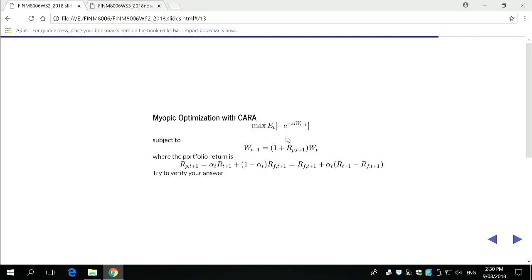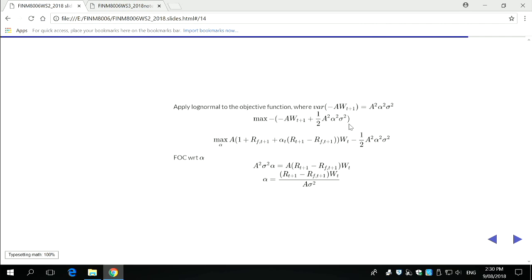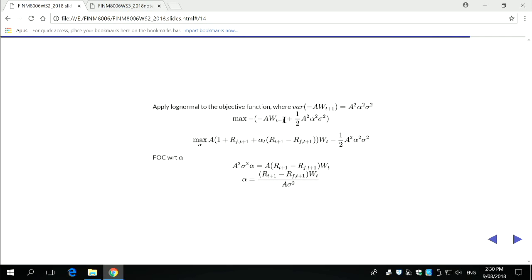The log of e to the power of minus a w is just minus a times W t plus 1, plus half of the variance. I need to calculate the variance a little bit. What is the variance of minus a w? Because it's a variance, the coefficient needs to be squared, so that's a squared times the variance of W t plus 1.